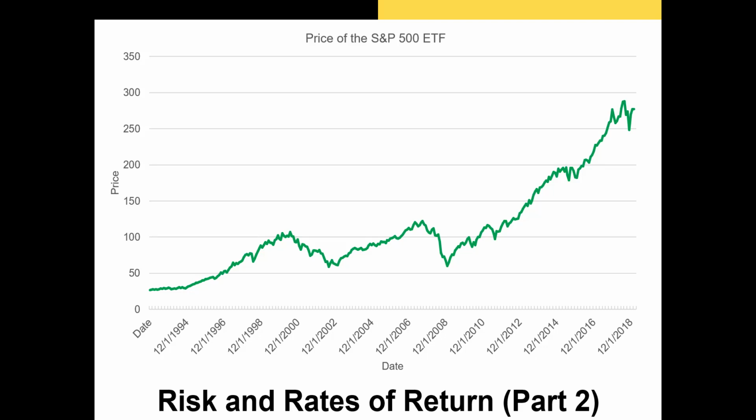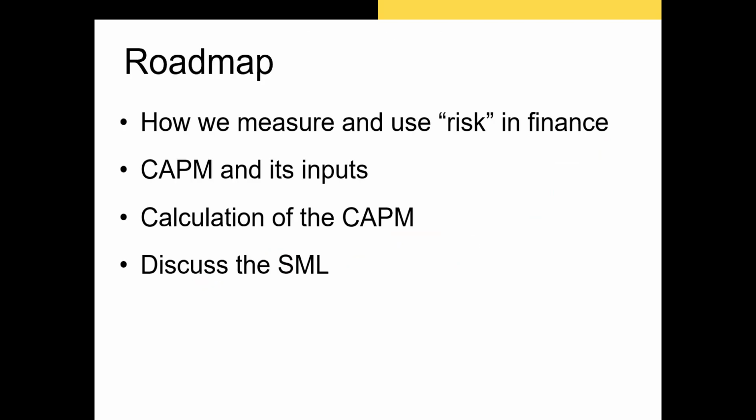In this video, I'm going to continue my discussion of risk and return. We ended last time talking about the benefits of diversification. Now, we'll start by explaining how we use the type of risk we can't diversify away. Next, I'll introduce the security market line, and then finally we will discuss the capital asset pricing model and talk about how to calculate it.